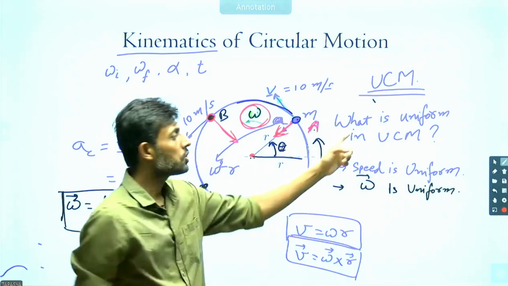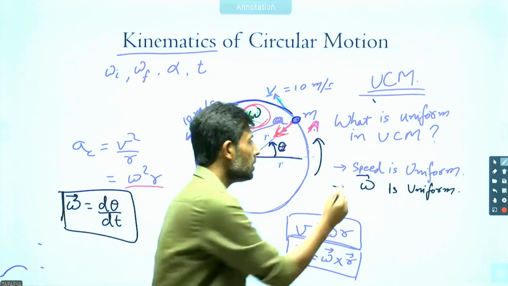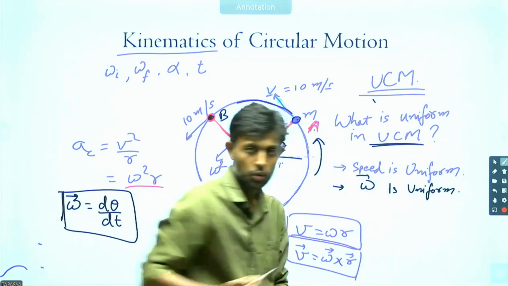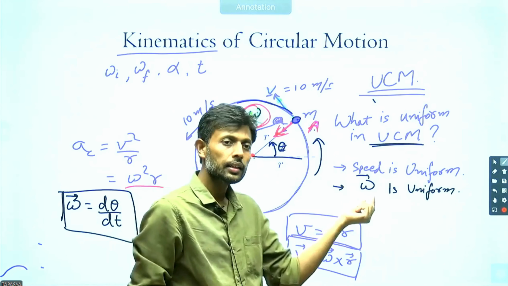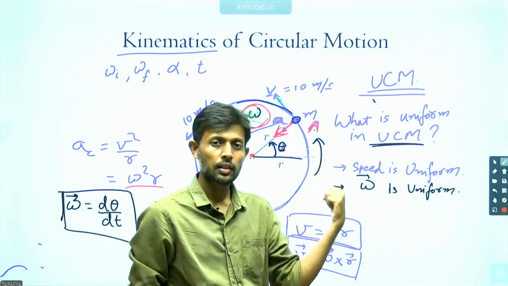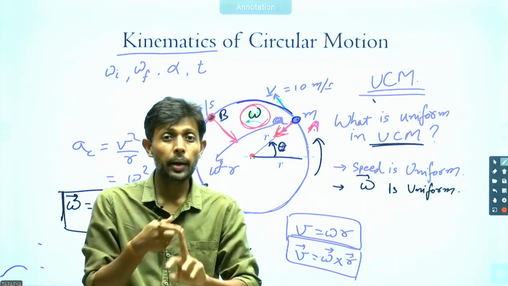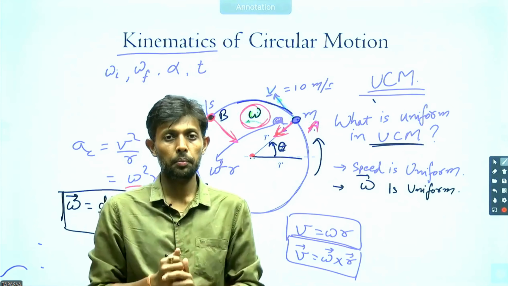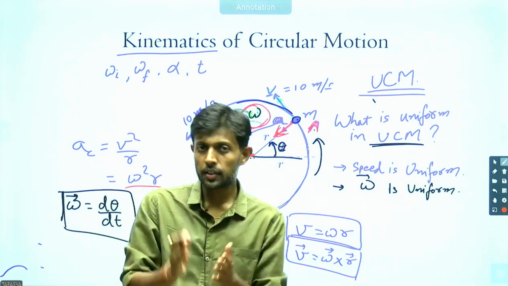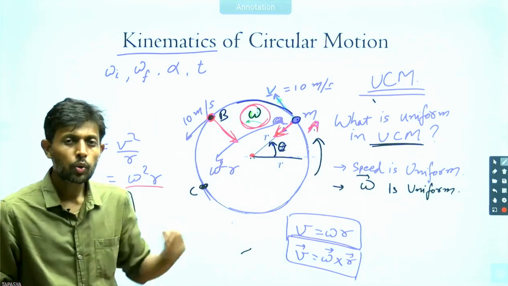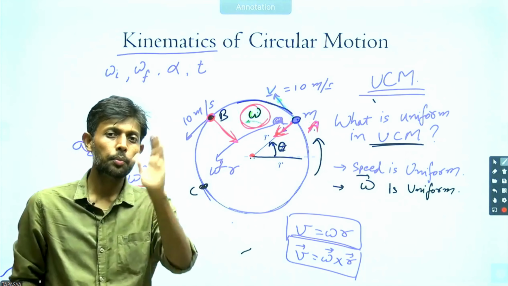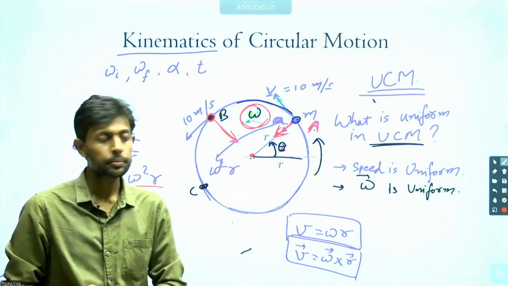Okay? So what is uniform in uniform circular motion? First thing, speed is uniform. Second thing, the angular velocity vector is uniform. Velocity vector is not uniform. Acceleration vector is not uniform. I hope this part is clear. Let's move on to apply this logic to a question that appeared in last year's NEET exam.